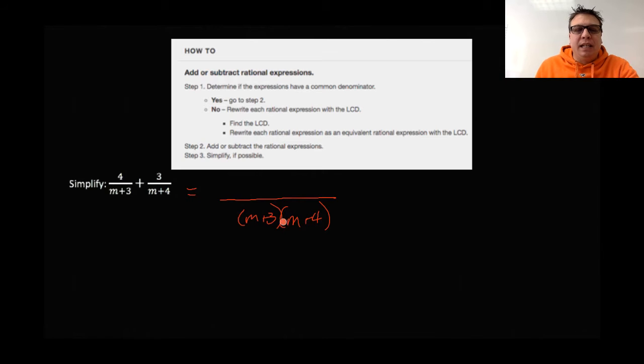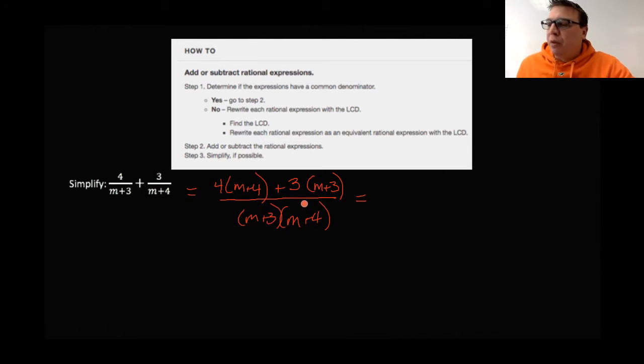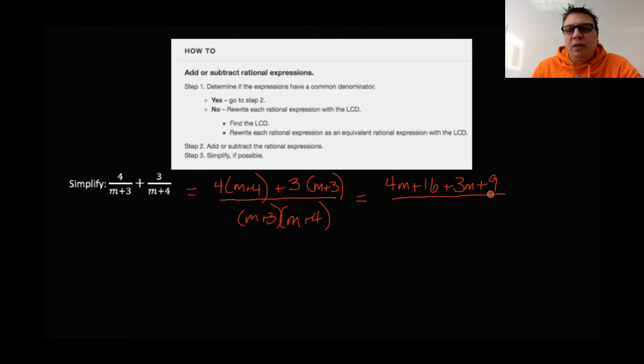To get this common denominator, m plus 4 has to be introduced here and here. So we end up with 4 times m plus 4, then the plus sign in between. 3 was already there. And to get this denominator here, we need to introduce the m plus 3 to both numerator and denominator. So I get m plus 3. Now we distribute, and I end up with 4m plus 16 plus 3m plus 9, all divided by m plus 3, m plus 4.